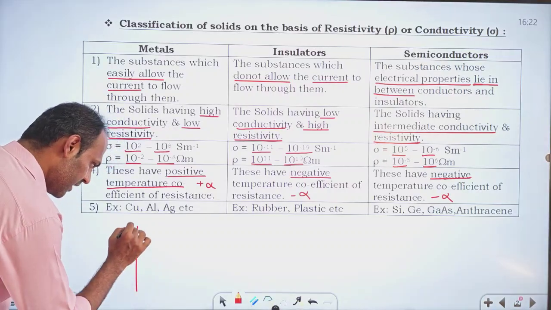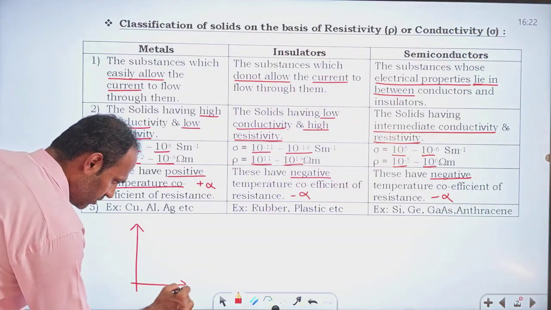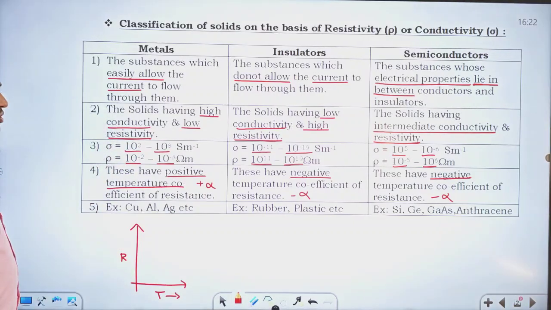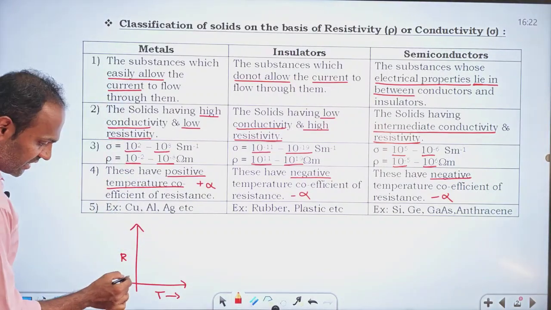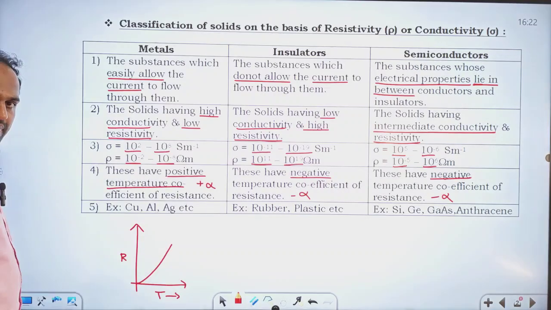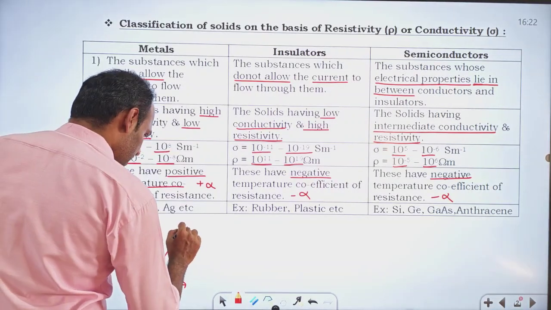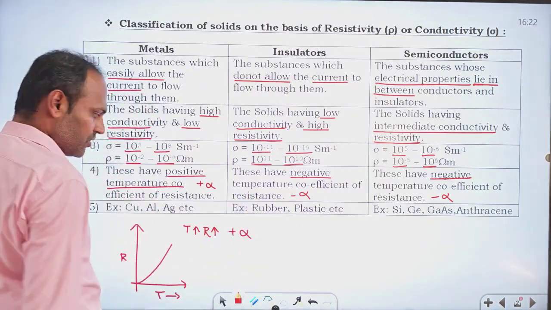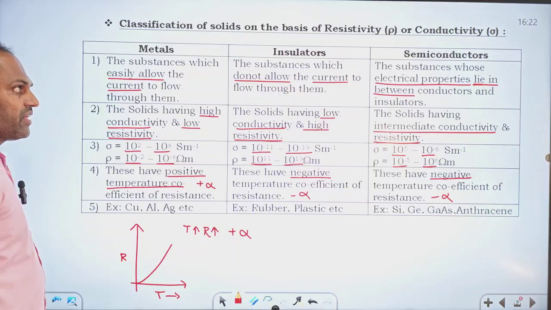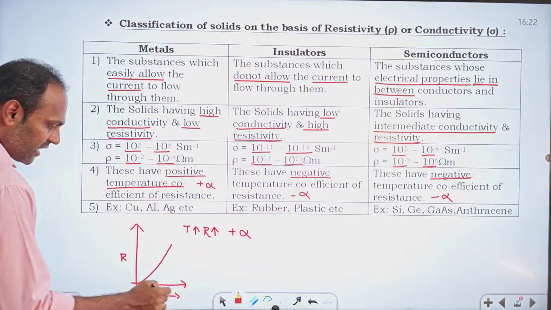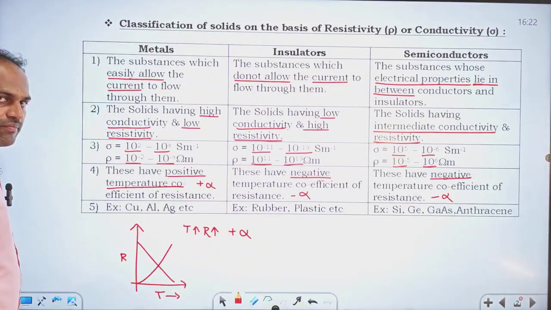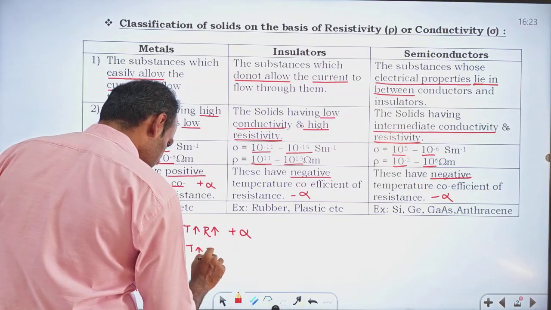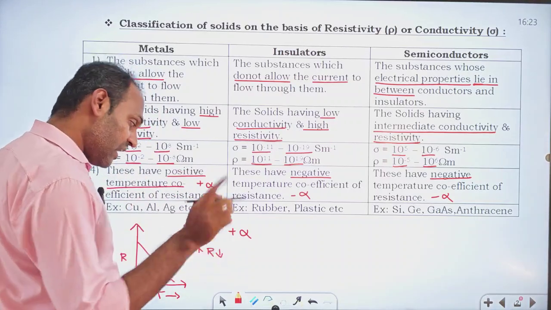See, we know very well, if we increase the temperature, what happens to the resistance, right? In metals, by increasing temperature, resistance goes on increasing. That's why alpha, the temperature coefficient, is positive. In semiconductors, by increasing temperature, resistance goes on decreasing, because conductance increases.